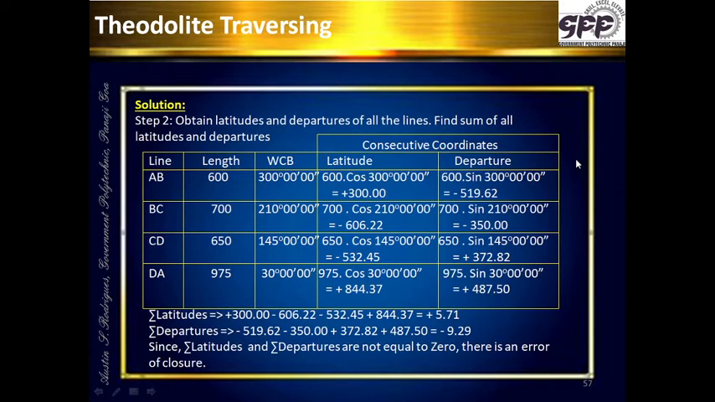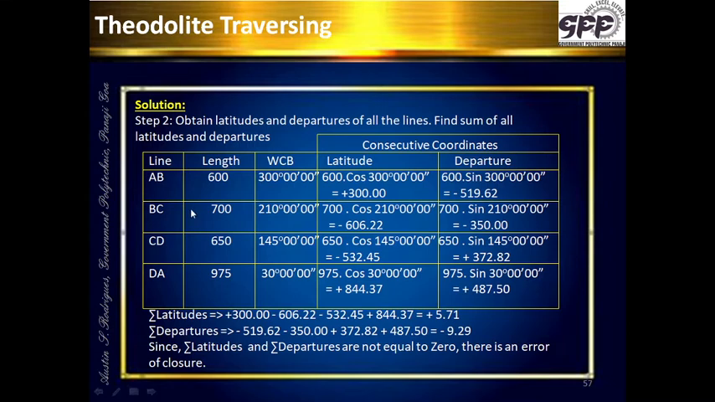The first step, as we have seen in the previous problem, is to obtain latitudes and departures of all the lines. Find the sum of all the latitudes and departures. This is a common step which we have to do in any of the problems related to the traverse. This is preliminary what is required.